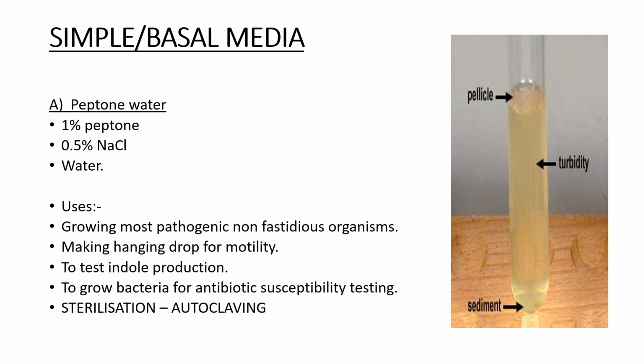Now, simple basal media. Simple basal media consists of peptone water, 1% peptone, 0.5% NaCl and water. Its uses are कि ये help करता है to grow most of the pathogenic non-fastidious organism, making hanging drop motility, to test the indole production by putting in Kovac's reagent, to grow bacteria for antibiotic susceptibility testing, and the sterilization method used is autoclaving.